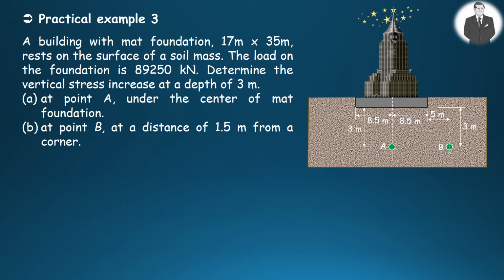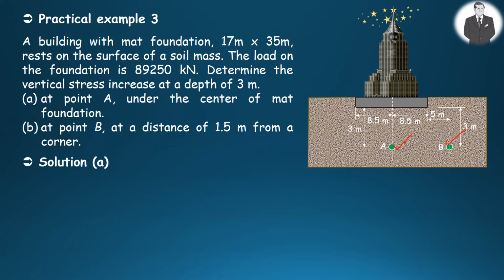A practical example for this case is a building with a mat foundation that stands on the surface of a soil mass as shown in the figure, and the load on the foundation is 89,250 kilonewton. Determine the vertical stress increase at a depth of 3 meter at point A under the center of the mat foundation, and at point B at a distance of 1.5 meter from a corner as shown in the figure.